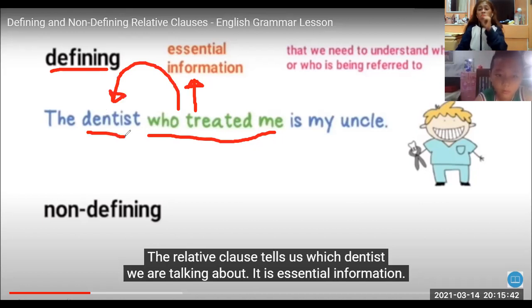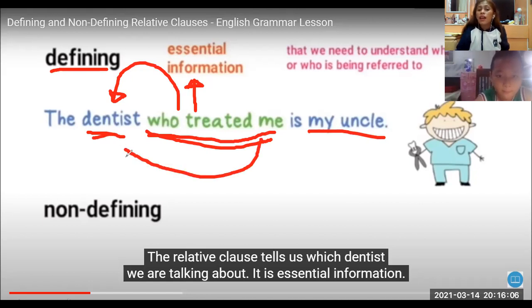This dentist is not only my uncle. He is also the one who treated me. Do you understand, Kyo? Yeah. So it gave essential information that this dentist is not only Kyo's uncle. It is also the one who treated Kyo. It's the dentist. Okay, very good. Next, Kyo. Continue.